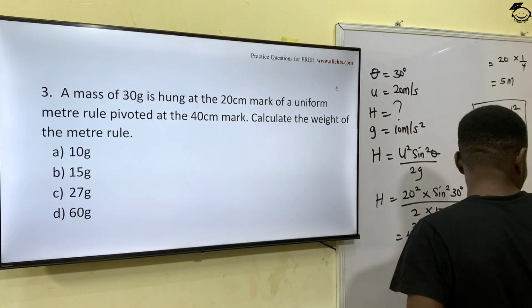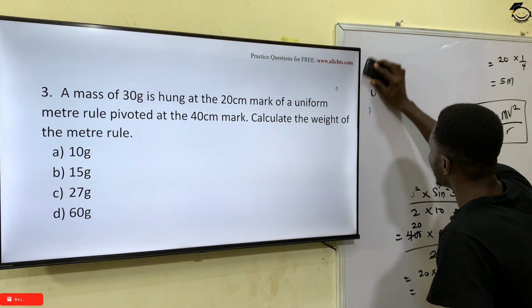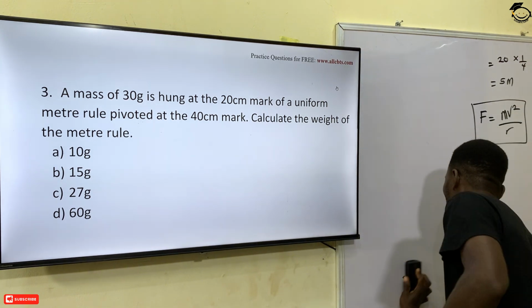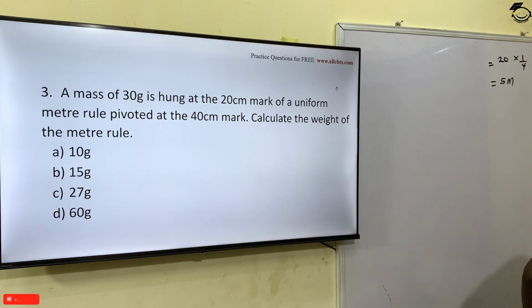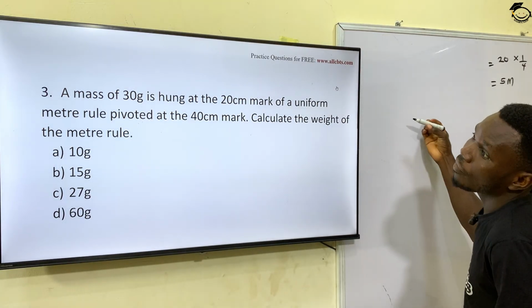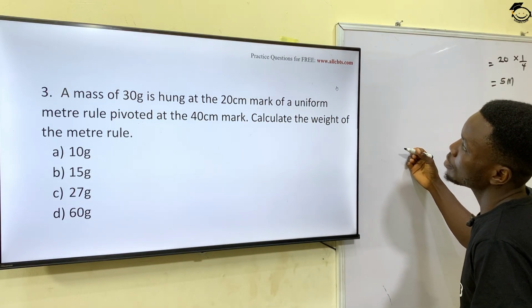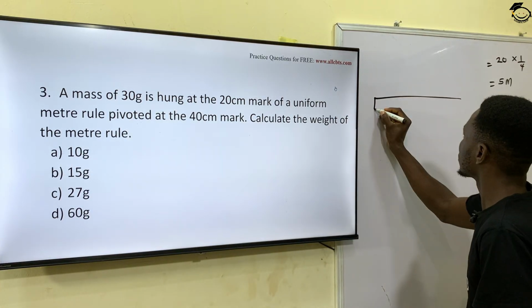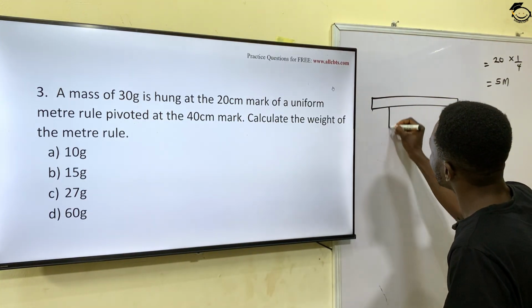So that takes us to question number 3, which says a mass of 30 grams is hung at the 20 centimeter mark. So here we have to draw the diagram, because from the question you can tell that this is talking about equilibrium of forces. So looking at this, it said a mass of 30 grams is hung at the 20 centimeter mark of a uniform meter rule. So this is my uniform meter rule, and my mass was hung at the 20 centimeter mark.